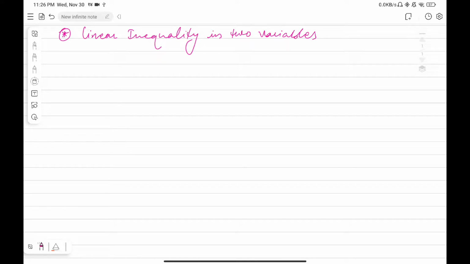In today's video we are going to learn about linear inequality in two variables. I will explain how to plot it in the graph and how to shade so as to represent the region represented by the inequality. Let's take a simple inequality here: x plus y is greater than 5.